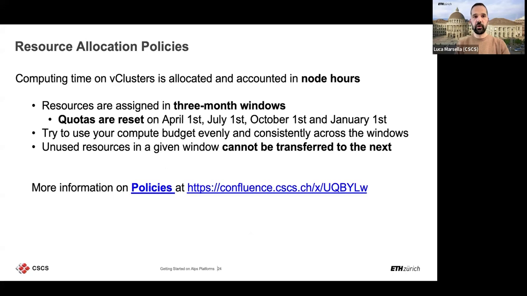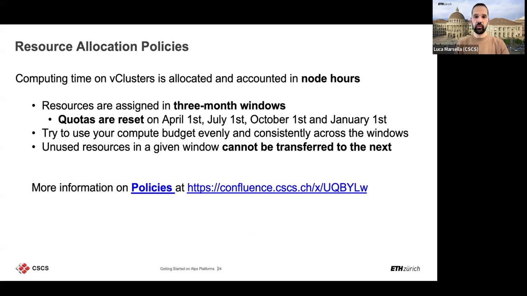The resource allocation policies are the way we provide computing time on the vClusters to users. We allocate computing time and we account for it in node hours, and we assign resources in 3-month windows. So the compute budget quotas are reset on April 1st, July 1st, October 1st, and January 1st.